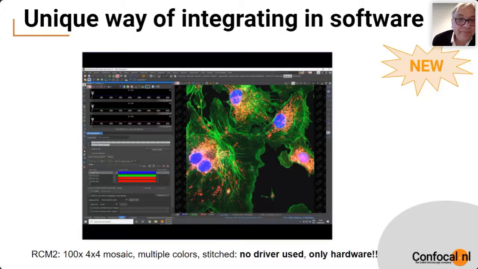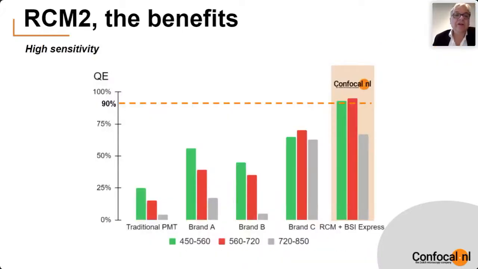Next slide, please. A little bit about the benefits, just a recap. You can see we can work up to the infrared. We can always use the best cameras available, and by choosing the camera, we are always the most sensitive system, the most sensitive confocal system on the market, with the highest QE. Next slide.